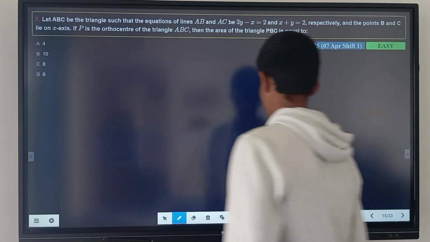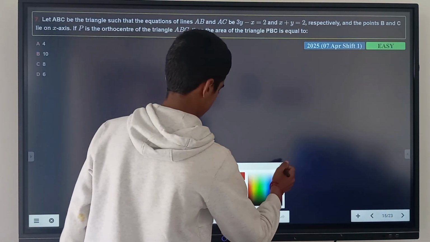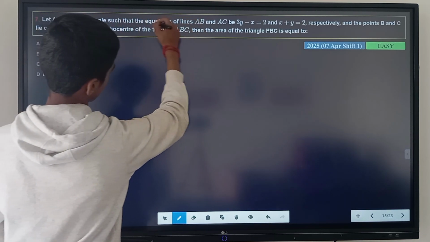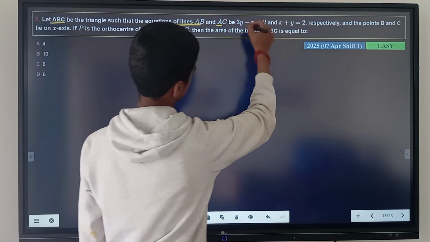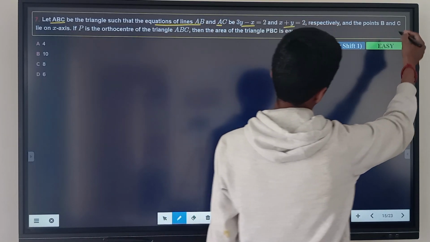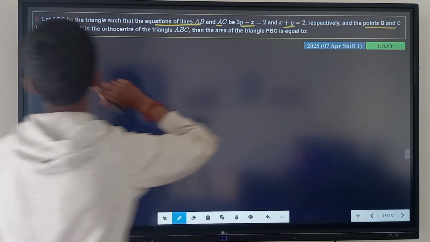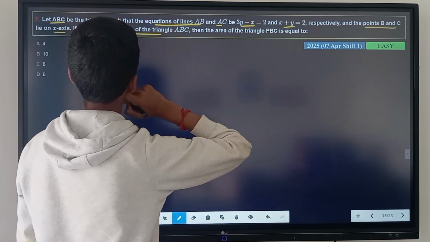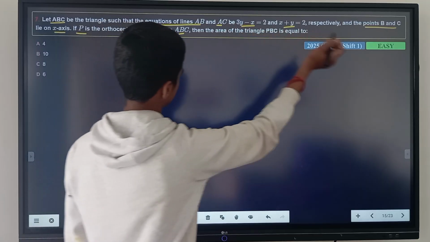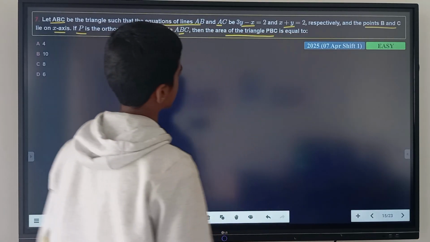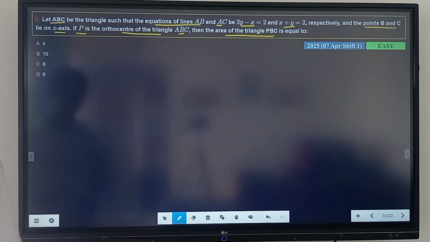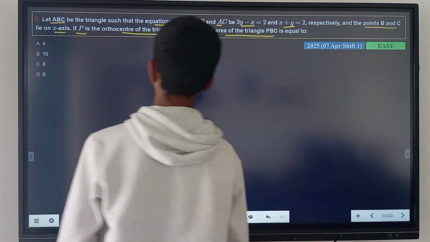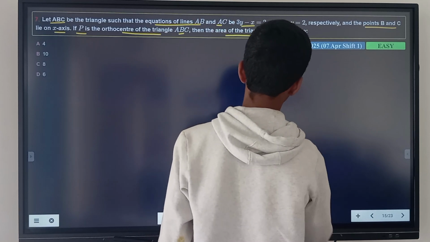Here is our next question. This time our question says let ABC be a triangle such that equations of line AB and AC are this and this, respectively, and the points B and C lie on x-axis. If P is the orthocenter of the triangle ABC, then the area of the triangle PBC is equal to. So here first, let's plot the graph.